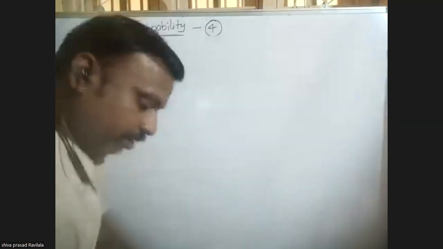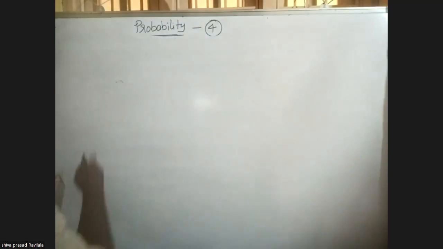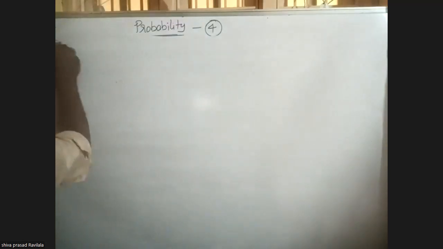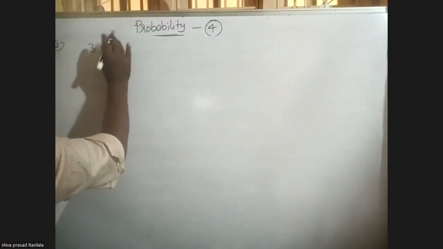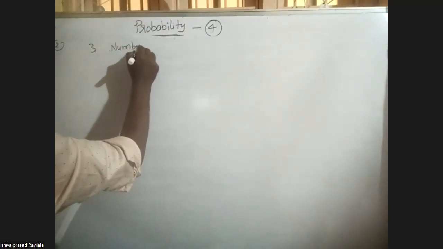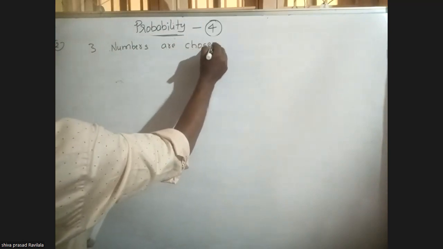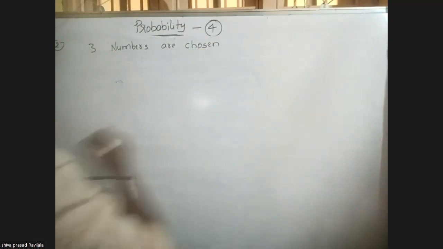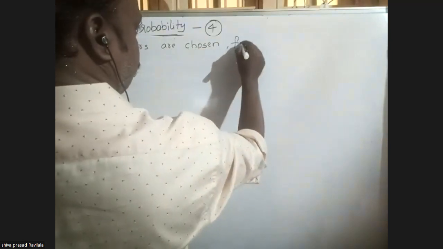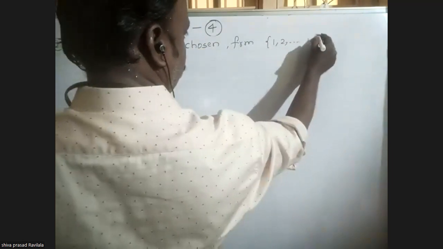I'm asking one question, friends. Get ready and find the difference between these two. Three numbers are chosen. Second one, again the same: three numbers are chosen at random from the numbers 1, 2, 3, and so on up to 10.